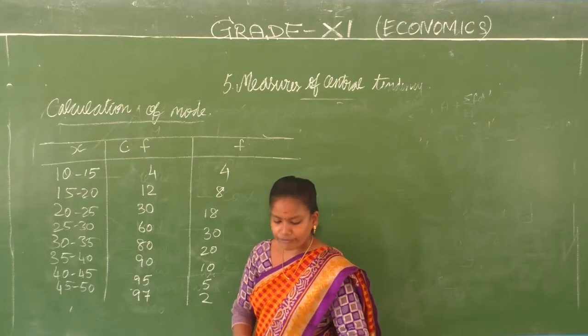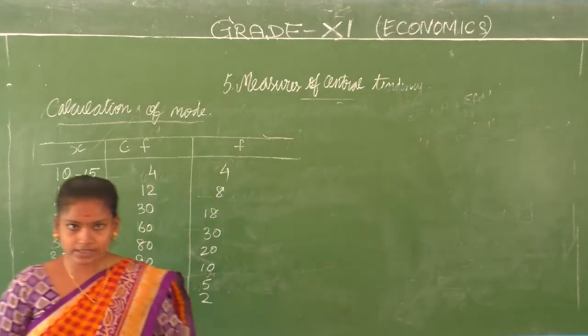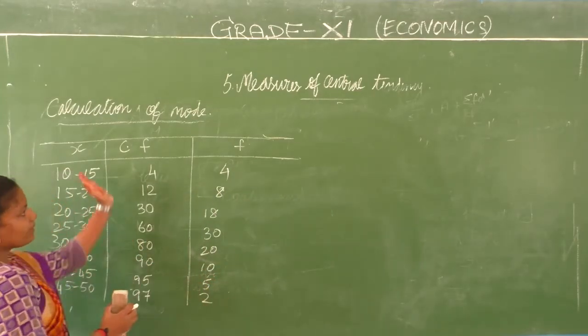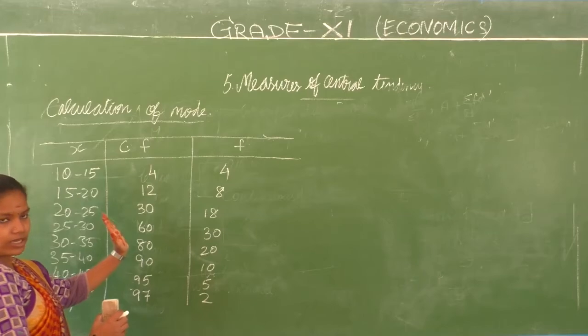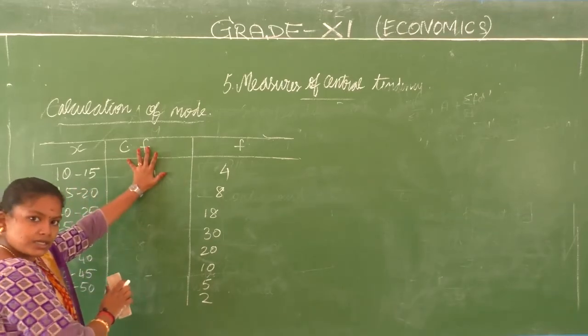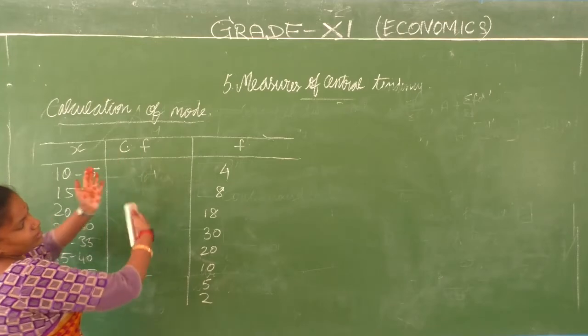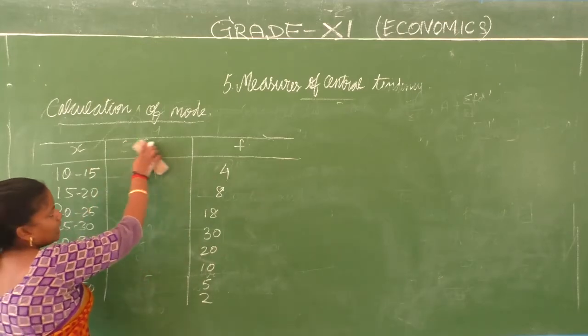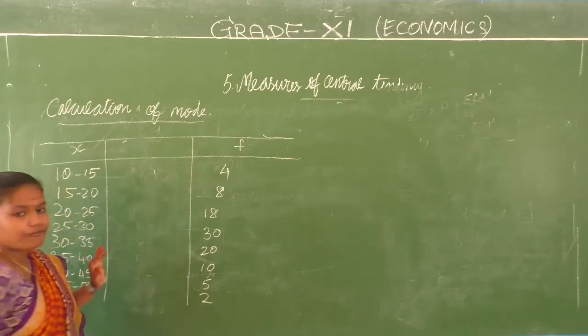If at all you are going to get confused after making this column, you can just remove it or you can just hide it. Or you can even put the cumulative frequency on the other side. I am just erasing it for your understanding.